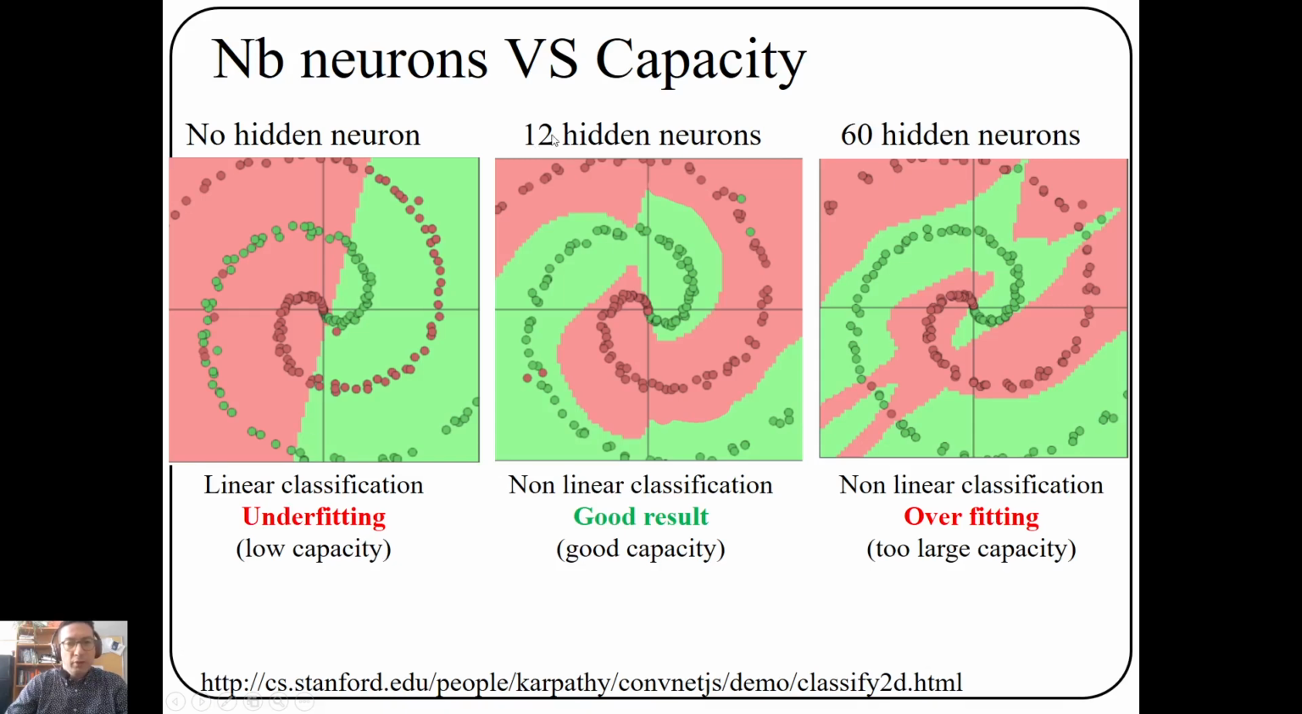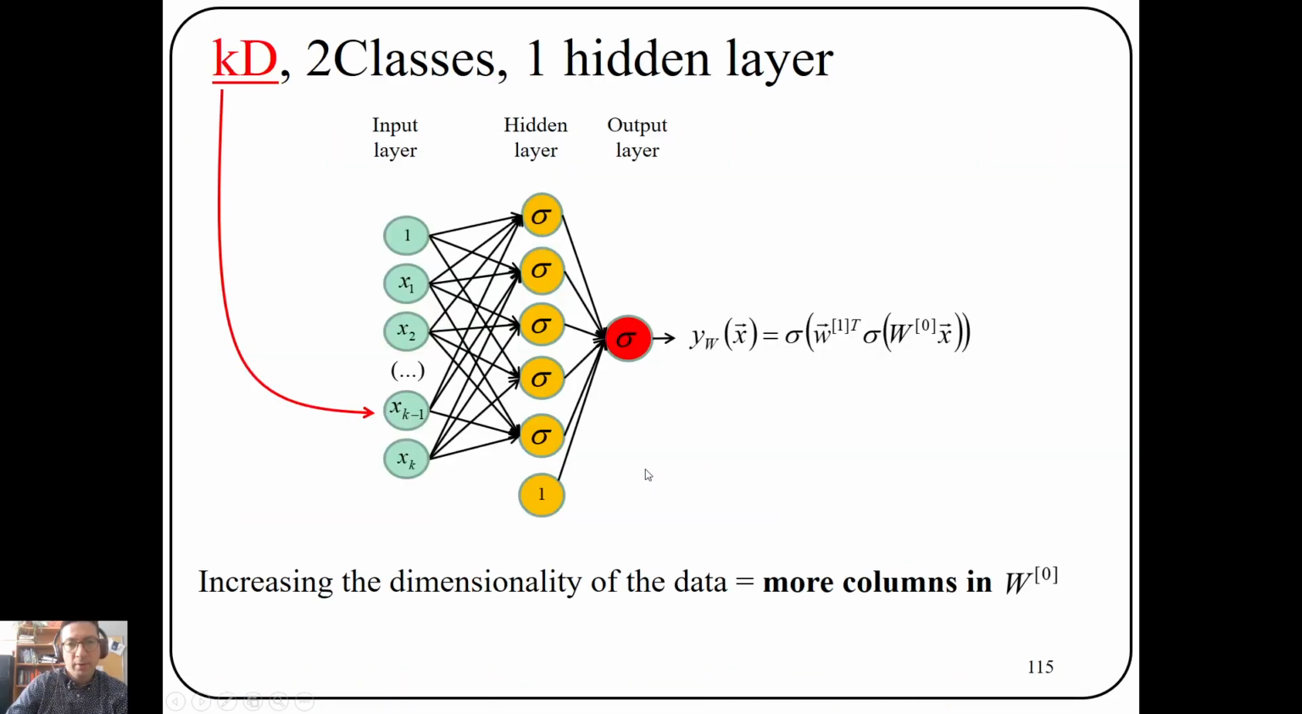Here I tried with 12 hidden neurons, and this gave a pretty good result. So overall, it works very well. And here I've put too many hidden neurons, and now the system is starting to overfit, having this very exotic shape overall. I strongly recommend you go on this page and play along with those parameters. This is a Node.js online demo that anyone can play with.